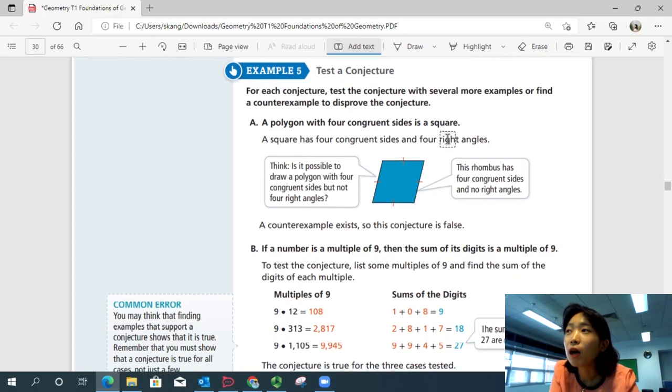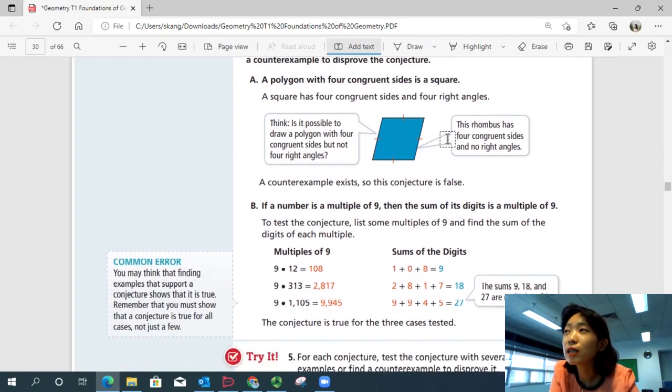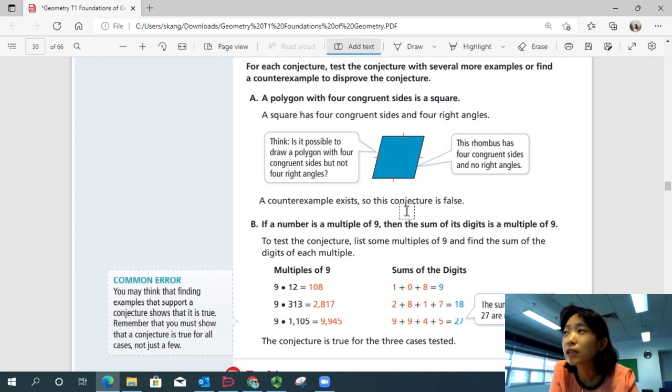Okay? Part B, if a number is a multiple of 9, then the sum of its digits is a multiple of 9. To test the conjecture, list the multiples of 9 and find the sum of the digits of each multiple. Multiples of 9, some of them are 108, 2,817, 9,945, and the sums of the digits are 9, 18, 27, and they're multiples of 9.